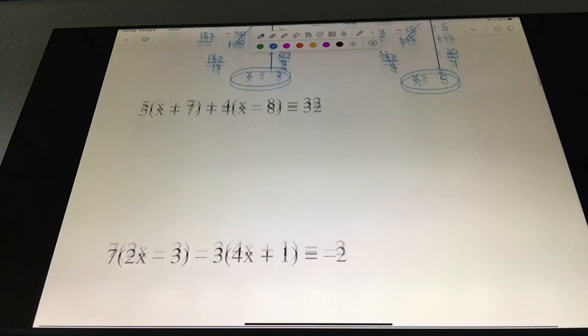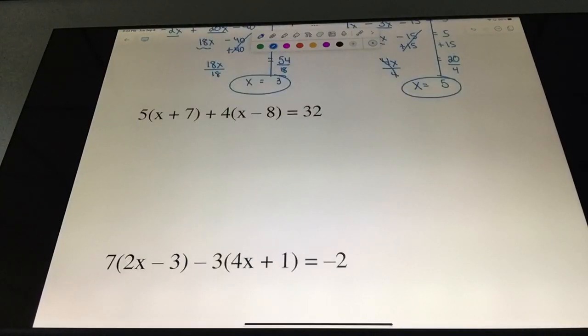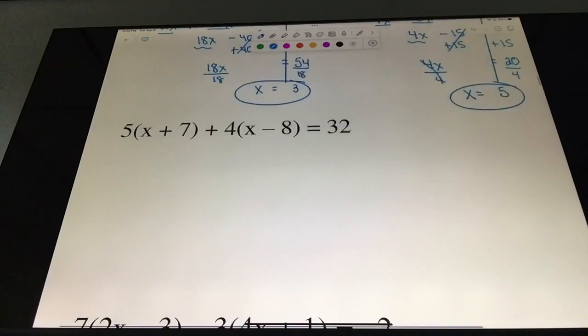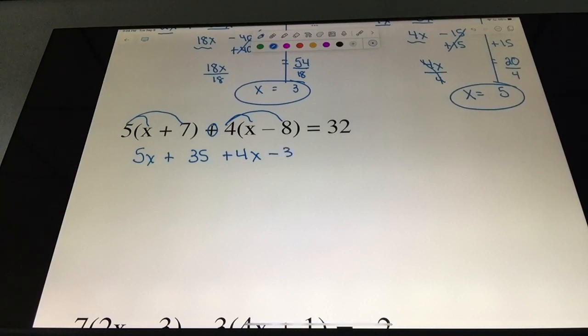And then the last one, oh, not quite the last one. The second last one has two sets of distribution. 5 times x, 5x, positive times positive. Positive 5 times positive 7, positive 35. Positive 4 times x, positive 4x. And positive 4 times minus 8 is minus 32.